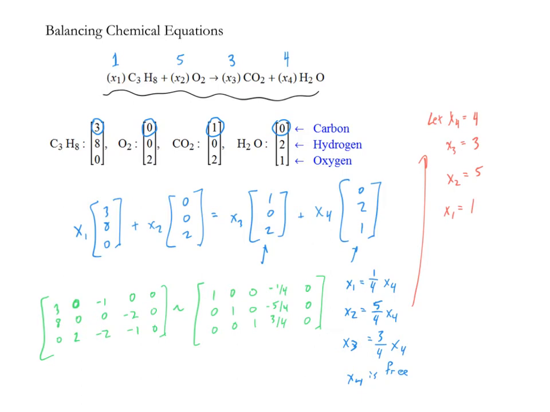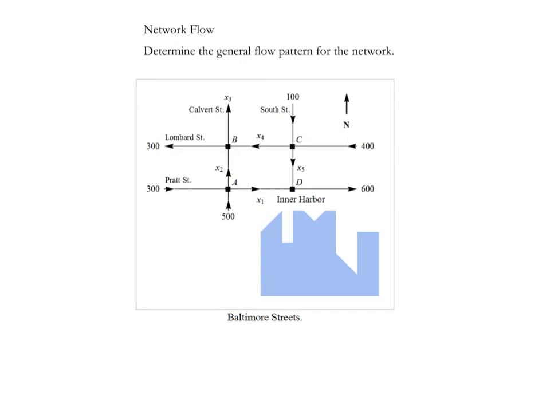And now the third application that we see in section 1.6 deals with what's called network flow. And so we'll look at the example in just a minute. It says determine the general flow pattern for the network. And these are a series of intersections in Baltimore streets. But the first thing that you need to know is that our network is made up of what are called junctions or nodes. N-O-D-E, nodes.